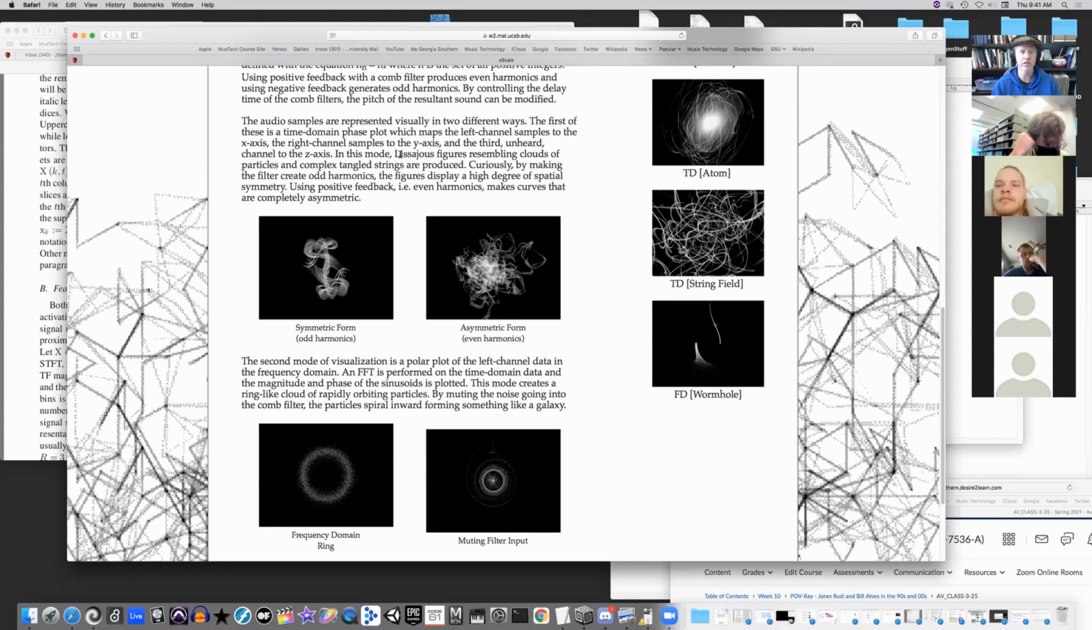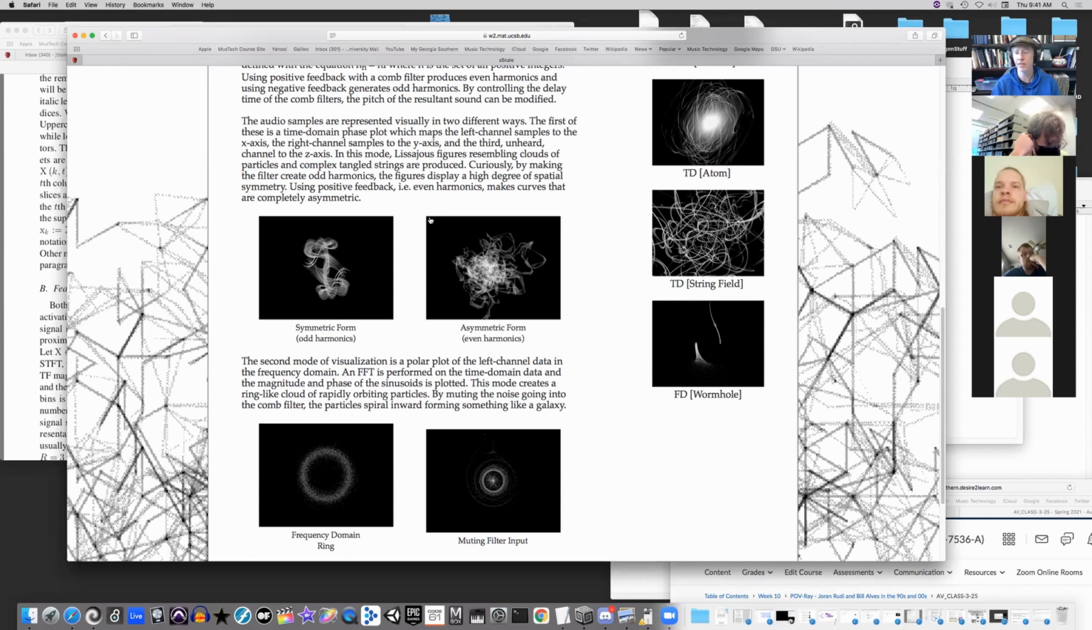So in this mode, Lissajous figures resembling clouds of particles in complex tangled strings are produced. And here's the interesting part. Curiously, by making the filter create odd harmonics, the figures display a high degree of spatial symmetry. And using positive feedback, even harmonics, curves are completely asymmetric.